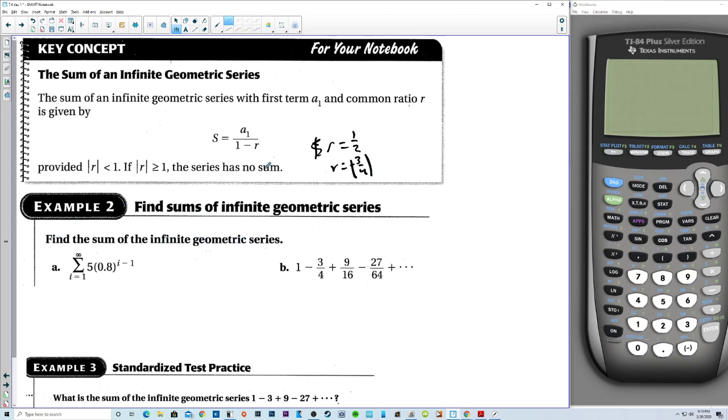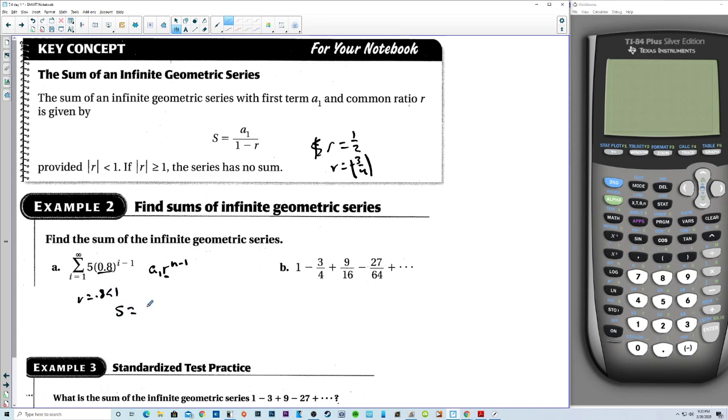Find the sum of the infinite geometric series. Well, the first thing we're going to do is check r. Now remember, the nth term of a geometric sequence is a sub 1 r to the n minus 1. In this case, instead of n's, we have i's. So this right here, there's the r. So the r in this case is 0.8. Well, 0.8 is less than 1. So we know we have an infinite sum.